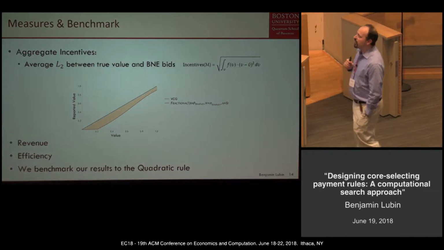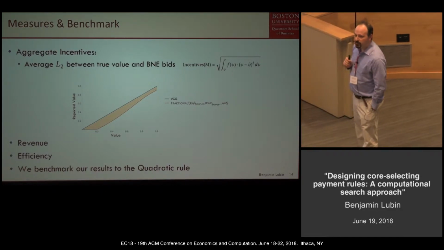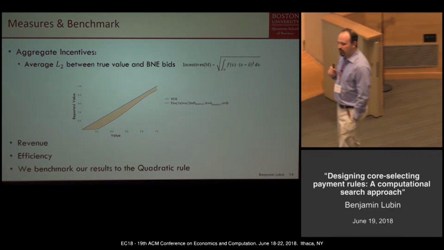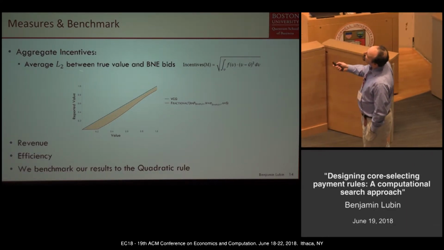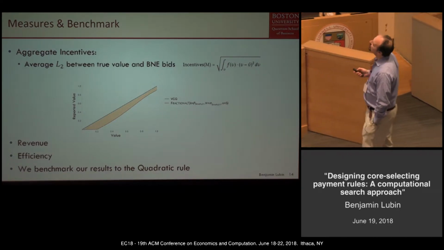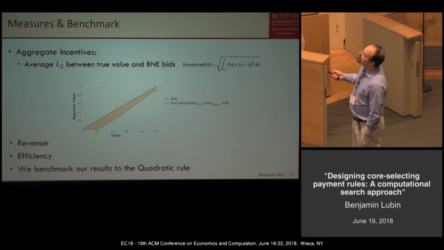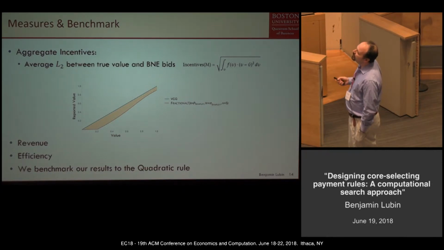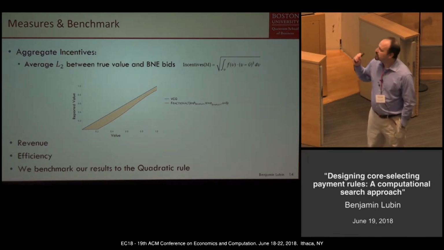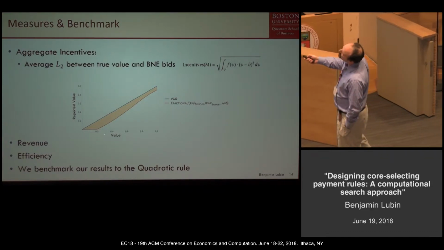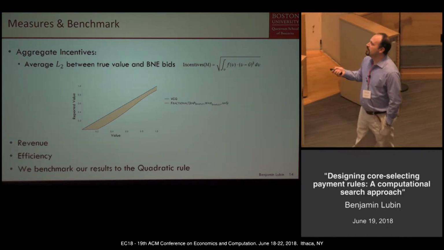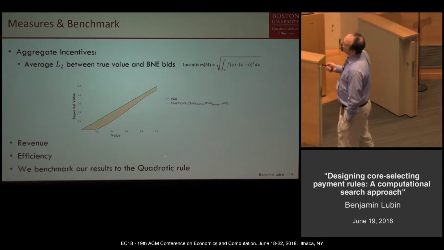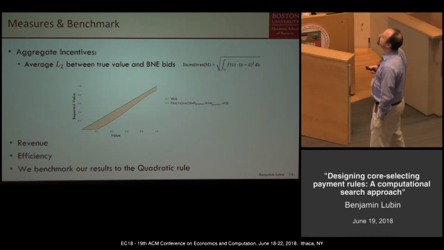The next thing we need to do is figure out how to evaluate the rules that we find, or in particular to understand the quality of the BNE that's obtained. For incentives, which is really the one that's most difficult to figure out how to look at, we're going to look at the average L2 distance between the true value and BNE, and it's really a probability weighted average. So that really boils down to the area between the strategy that we find and the true line. We're also going to look at revenue and efficiency, and then we're going to benchmark all of our results to quadratic, which is the rule that's used in practice.